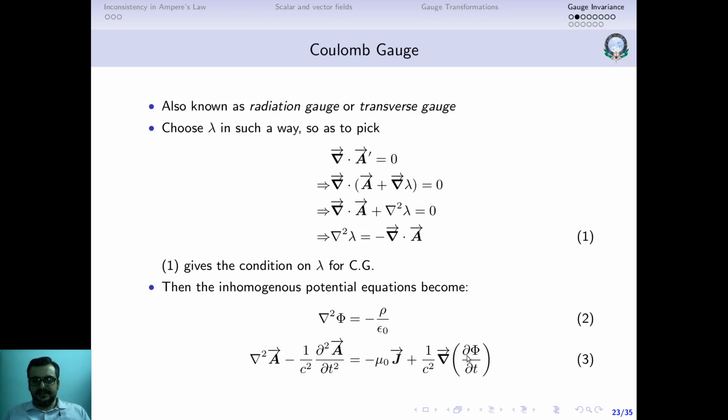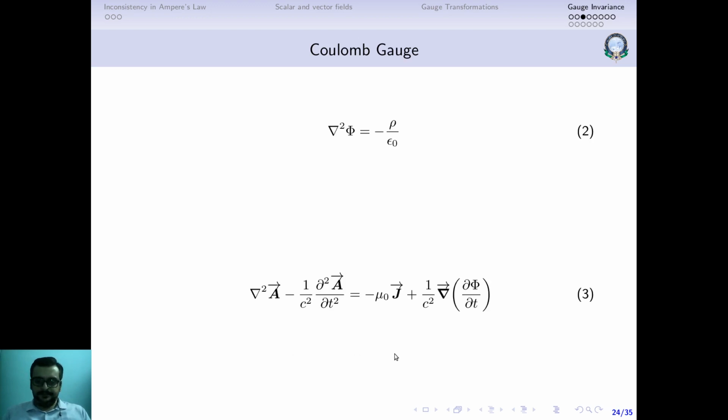I have just taken this dou phi by dou t term from the left hand side to the right hand side. Now as you can see, equation number 2 is completely uncoupled, so that is fine, and we can easily solve this because this is nothing but the Poisson equation. But equation number 3 is not uncoupled yet, right? So we will need to do something about this one.